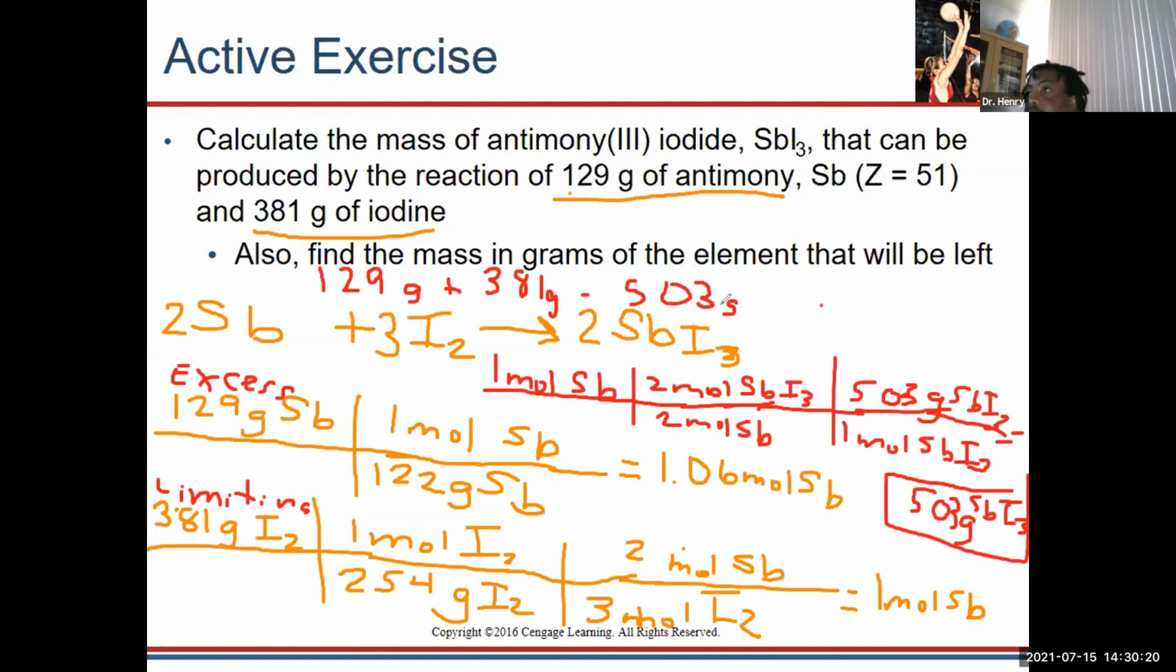So whatever you don't make, what did you guys get? 7? And that would be of I2, because that was in excess. Okay, piece of cake.